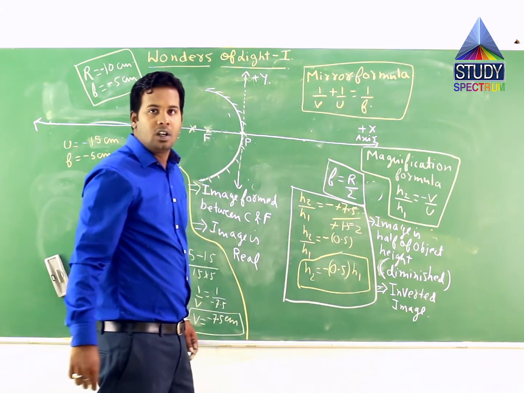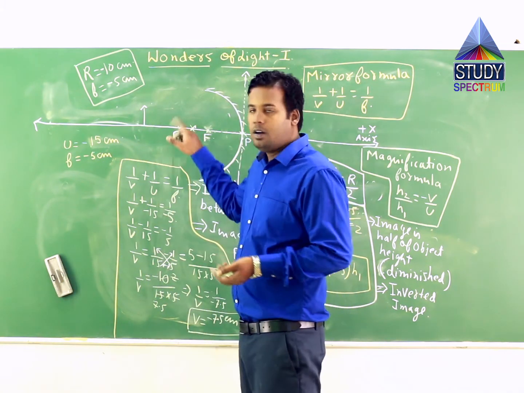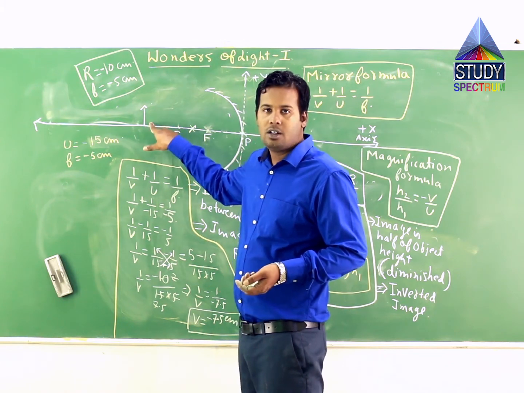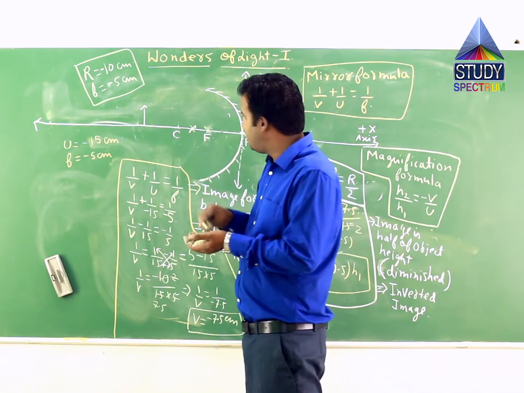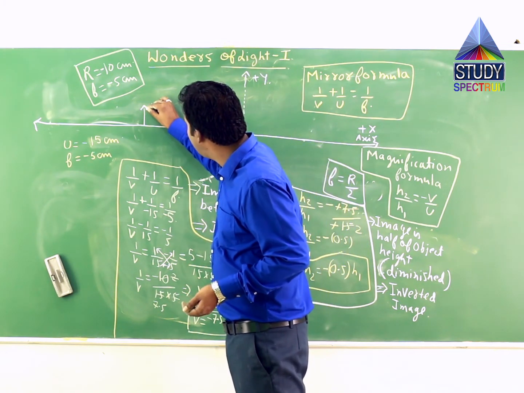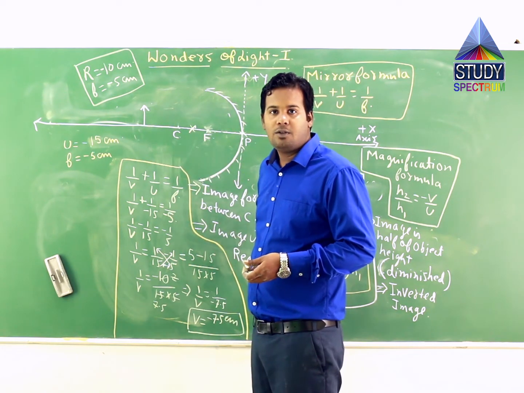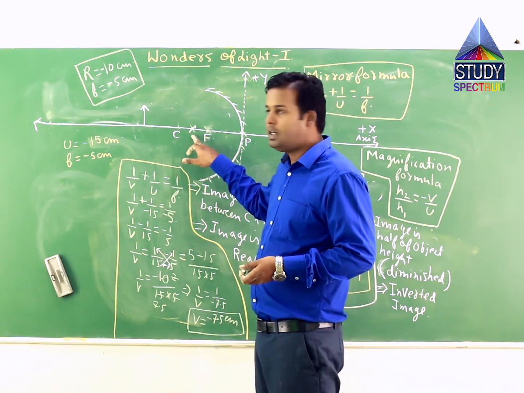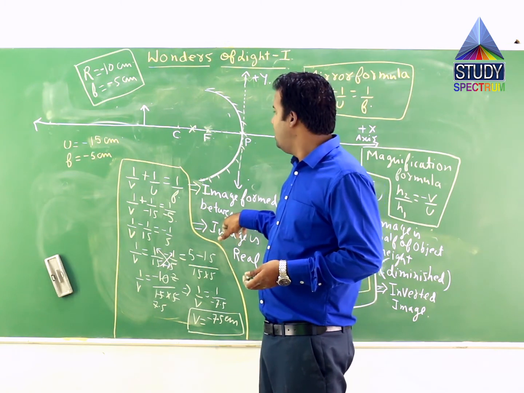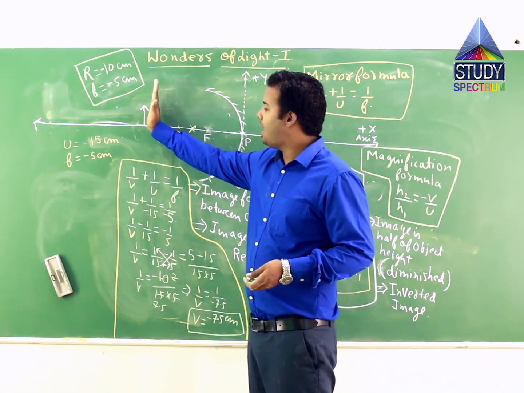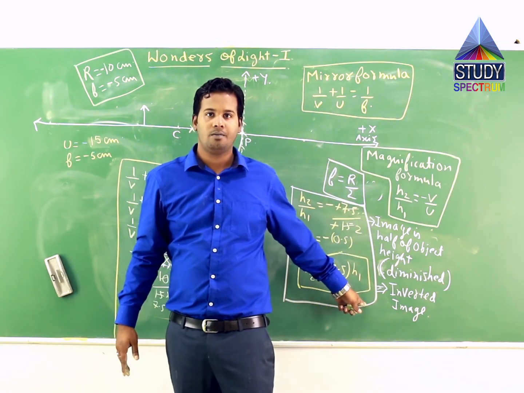Inverted image. Correct? Now if this arrow is the object and I want to draw another arrow for the image, how can I draw it? Suppose this is your object. Since from the result we have got, the position of the image is between C and F, and the image is inverted. If the object is like this, the image should be inverted. It comes out to be inverted. You can see that. Correct?